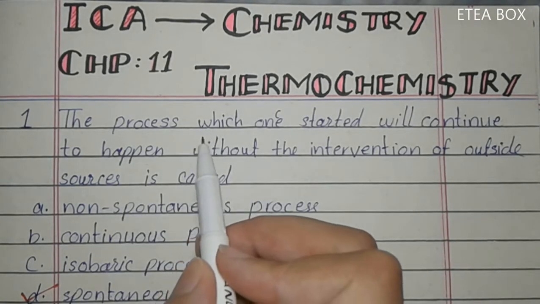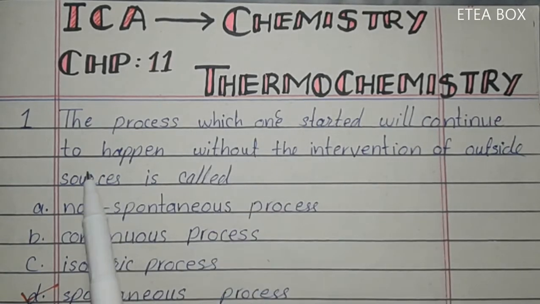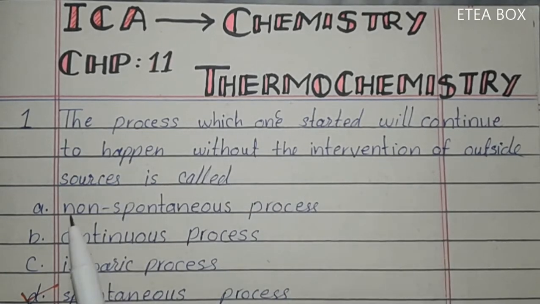First MCQ: the process which once started will continue to happen without the intervention of outside sources is called spontaneous process. A spontaneous process is one which occurs without applying any external source or giving any external help to it. Once started, it will continue. So this is the definition of a spontaneous process.